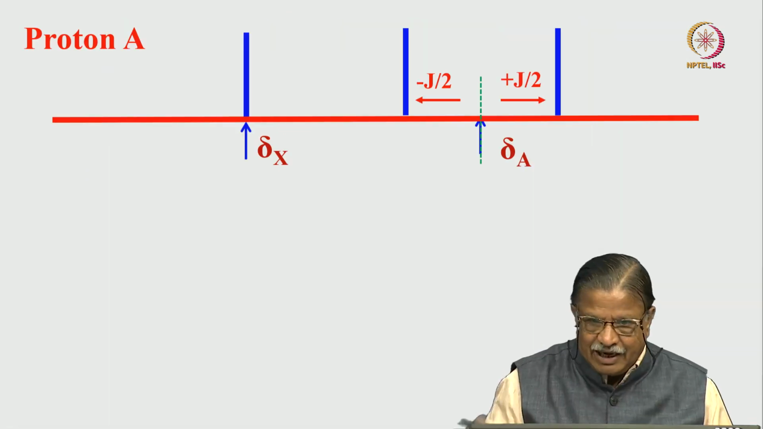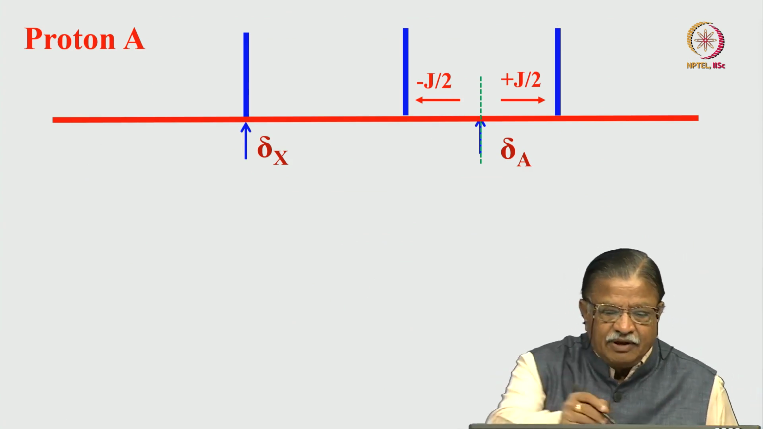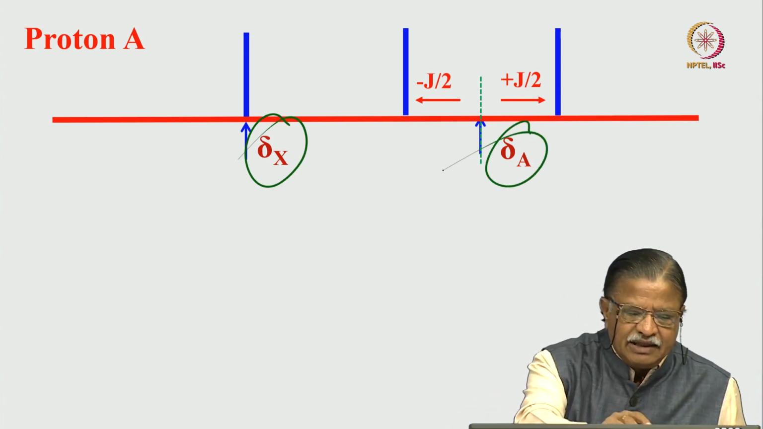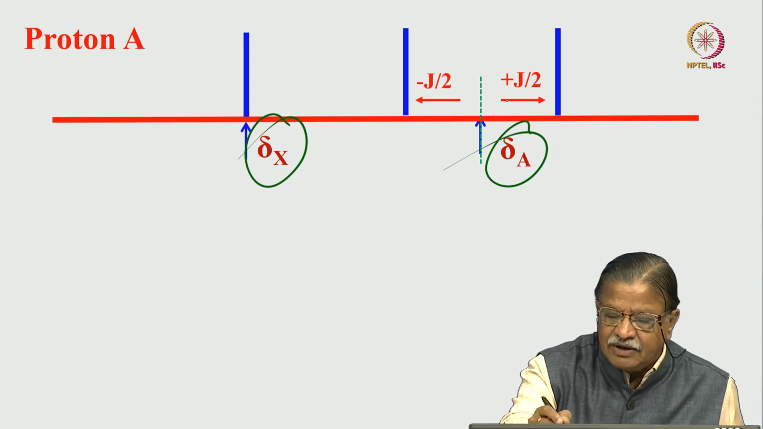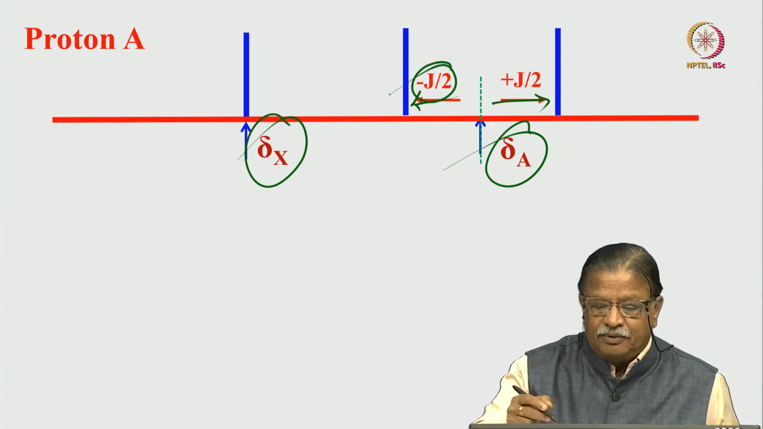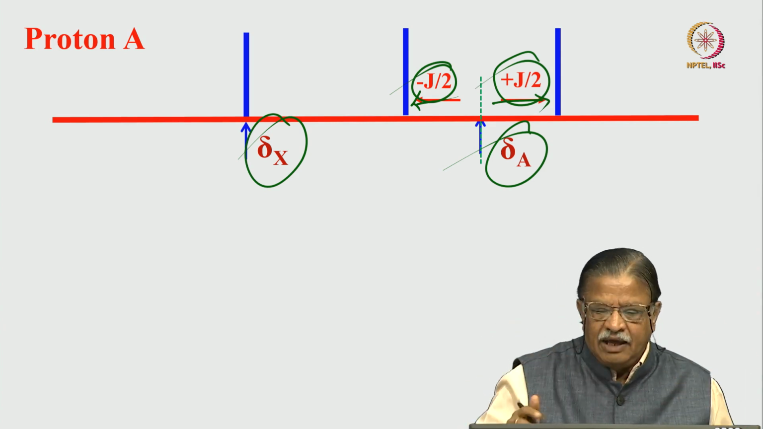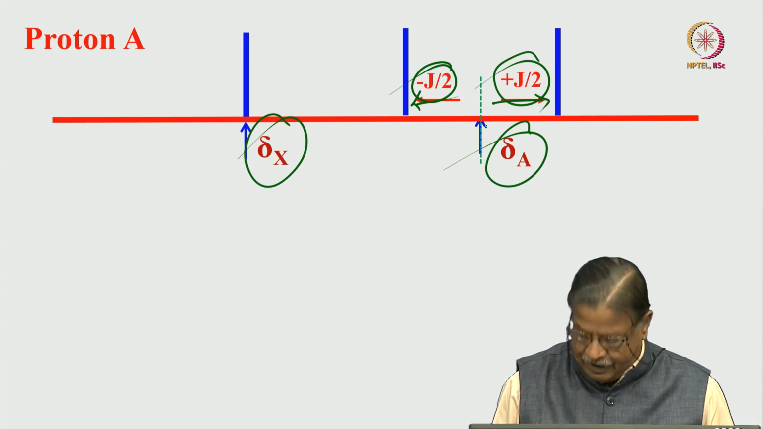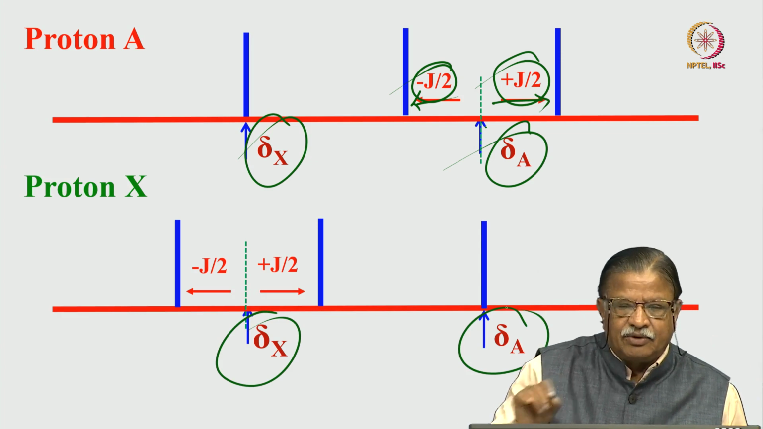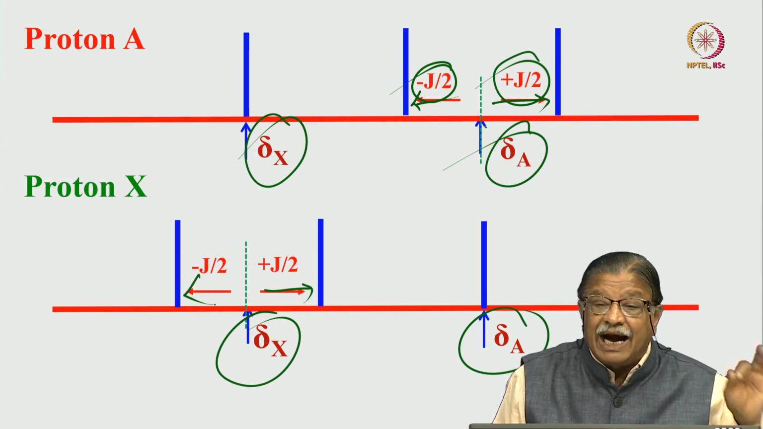This is how you can understand it pictorially. The proton A and proton X both are there. So, if you consider proton A, because of X it has two lines, one goes to the right, the other goes to the left, equidistant. This is called J by 2, this is called J by 2, where J is the interaction strength between A and X, and exactly the center is the chemical shift of A. In the same way, if I look at X, X will see A in two states. So again it will have two peaks, one moving to the left, one moving to the right, with identical strength.